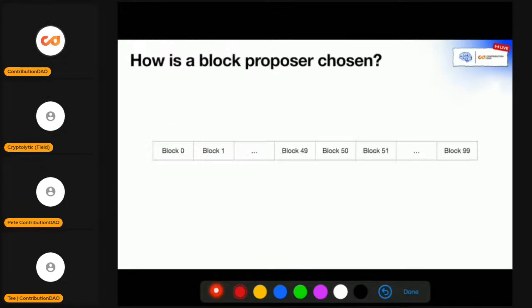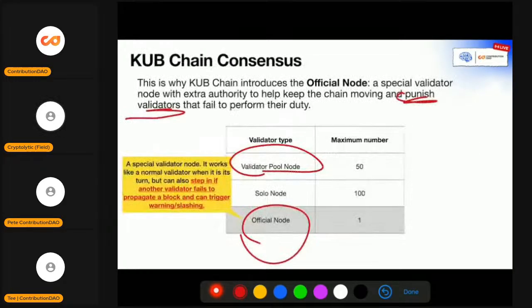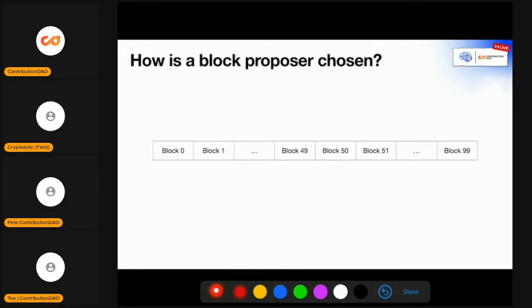Okay, got it. So now we already know the types of validator node in KUB Chain. What we are going to discuss next is the consensus itself. What we have to understand is the process by which the proposal gets chosen, and after that this proposal will be sent back to all other validators. So we are going to dive into how a block proposal is chosen.